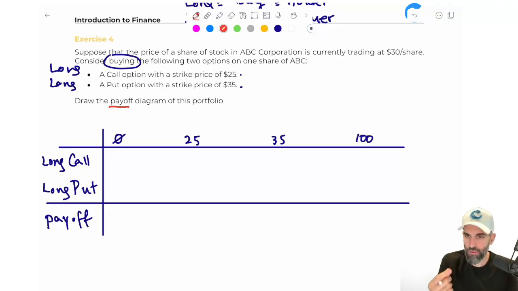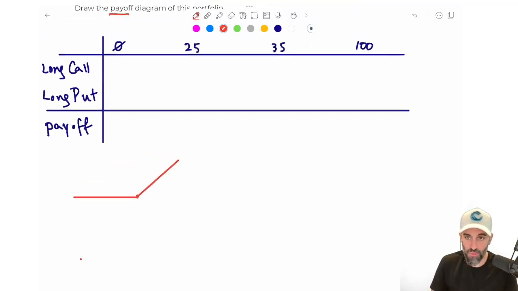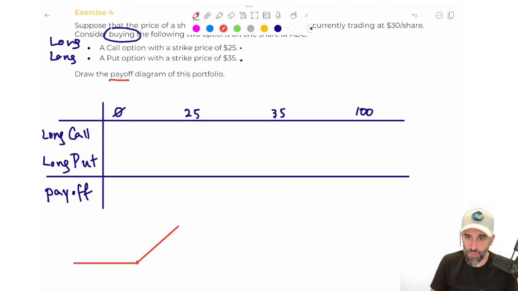And remember the pattern. Call options, remember what I was showing you before? Call options start at 0. And once you hit the strike price, they start to go up. That's when they enter the money. So with this particular call option, at $0, by the way, this row here represents your stock price. So when the stock price is 0, the option is worth 0. If the stock price is 25, the option is worth 0.